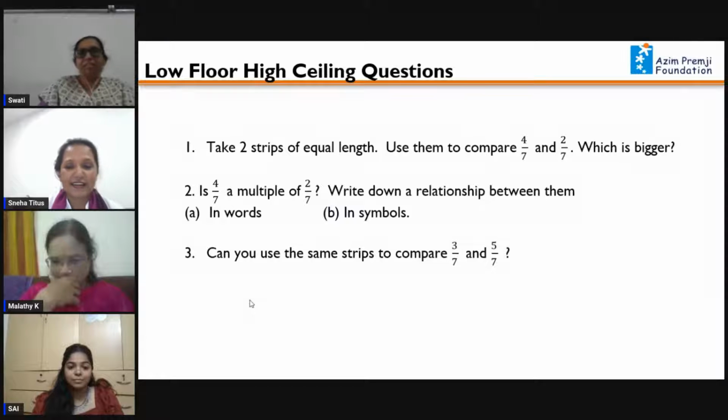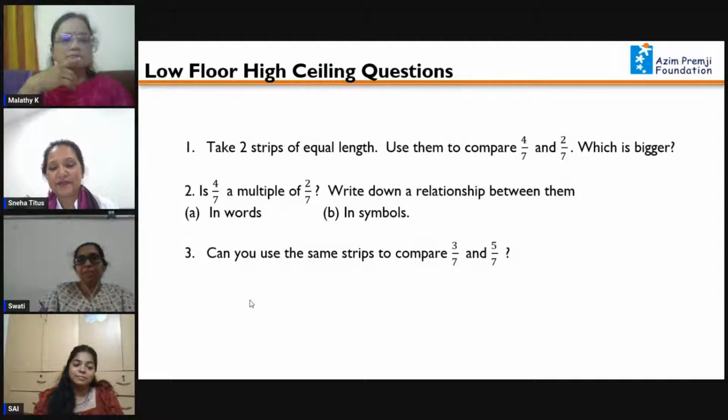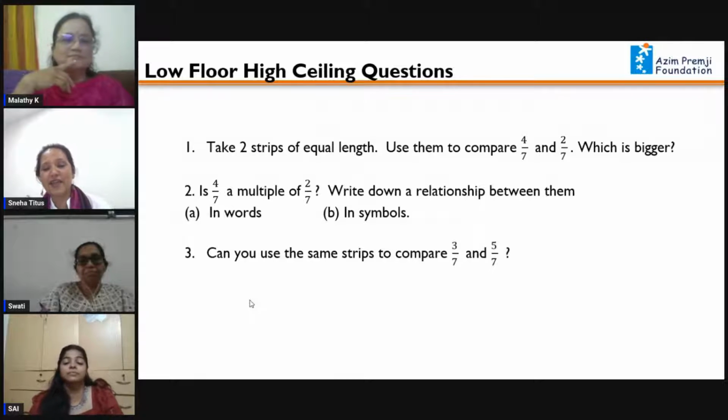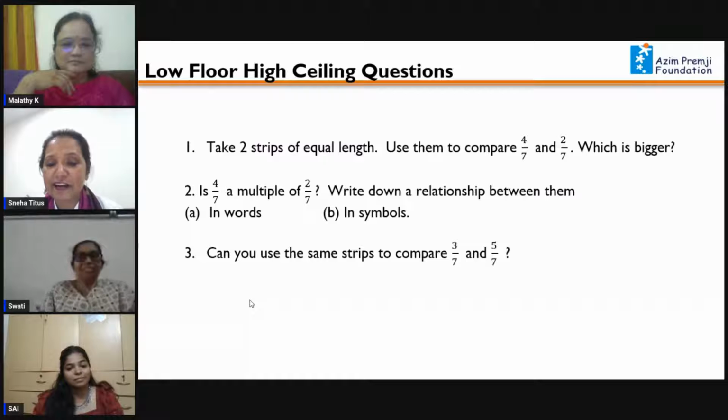Some may reflect, with two examples, that the larger numerator has the bigger fraction. So some may actually just say, okay, I'm not using the 4/7 and 2/7, but I already know that if there are the same number of parts, more parts colored means that is the bigger fraction. So they will just say 3/7 is less than 5/7. Anything else?